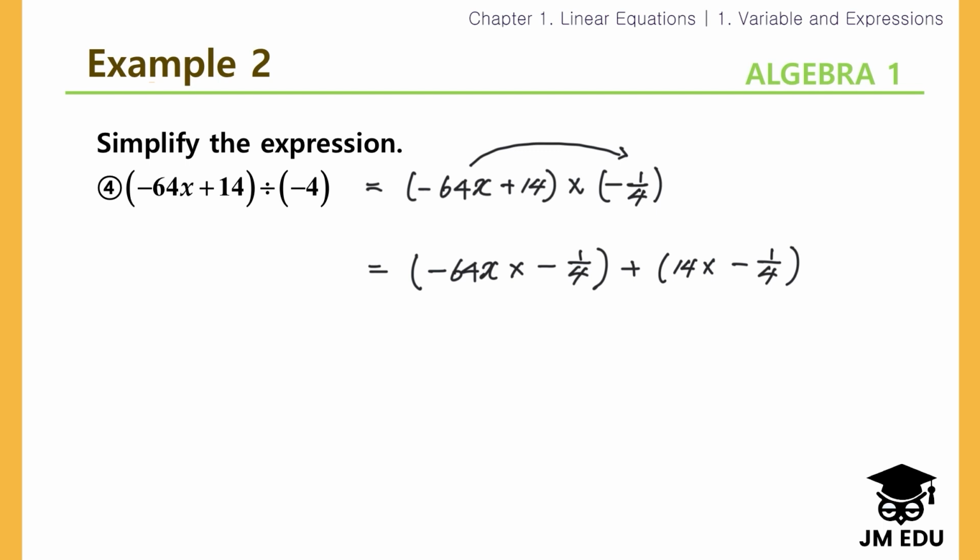So 4 times 16 is 64. 4 times 1 is 4. 2 times 7 is 14. 2 times 2 is 4, right? So negative 16x times negative 1, that's just a positive 16x. And we have 7 times negative 1 over 2. That's negative 7 over 2.